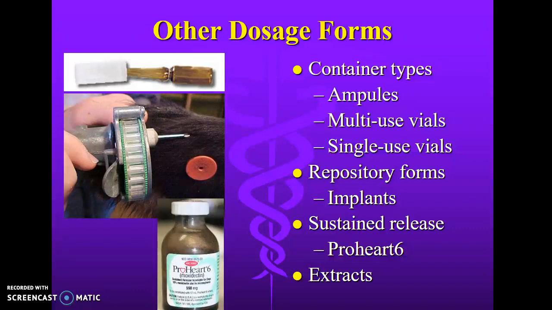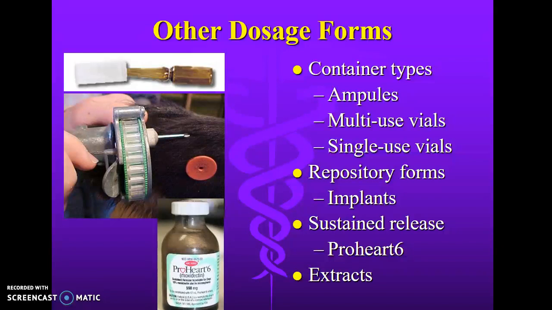Repository forms are things that are meant to stay in the body and dissolve slowly. So this is an implant gun, and it's going in probably the ear of a cow, maybe, and it's going to leave a solid form that's going to slowly dissolve over time, and those are called implants.